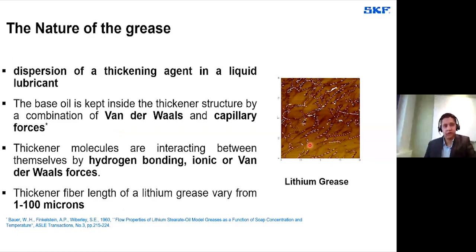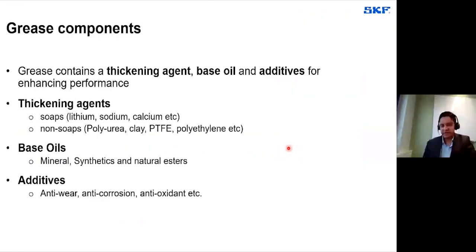Grease components, as I already told, there are 2 different grease components. One is the thickening agent. The thickening agent can be soap-based, that means it can be lithium, sodium, or calcium. You can add a cross-linking agent to it to make it into a complex grease. But there are also non-soap-based thickening agents like polyurea, clay, or polymer-based like PTFE or SKF proprietary polyethylene greases. And when you think of base oils, they can be mineral oil, synthetics, or even natural esters.